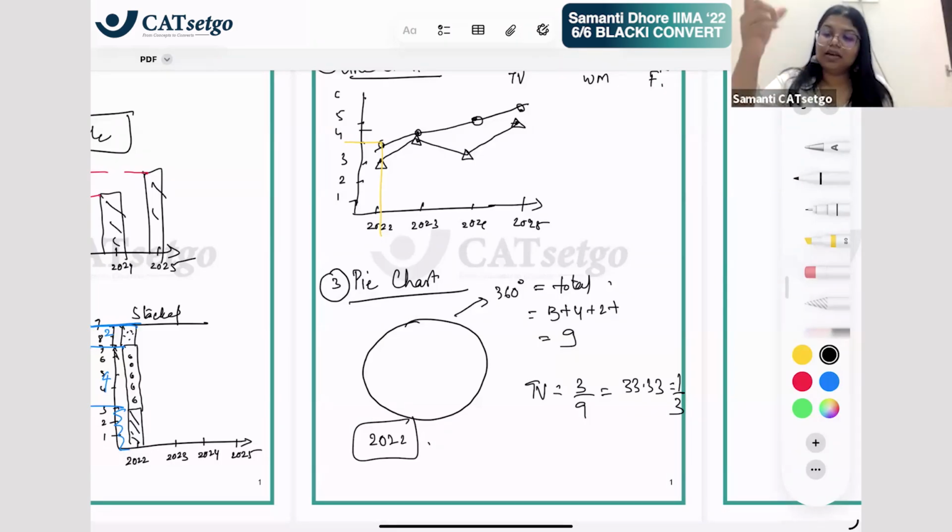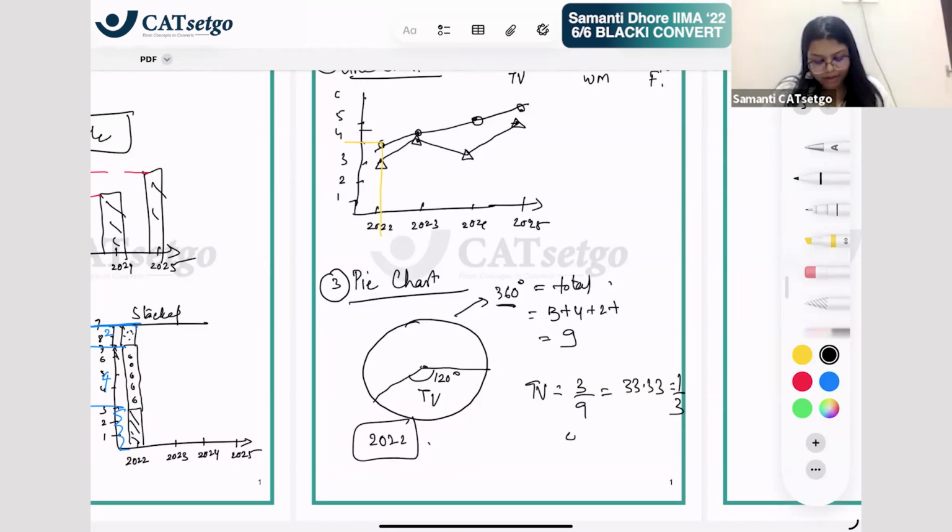Now, because 360 degrees represents the entire total, which is 9, and in that 9, 3 units are sold for TV, so that is 1/3. So I'm going to take 1/3 of 360 degrees. 1/3 of 360 degrees is 120 degrees. So I'm going to just start from somewhere and locate where the 120 degrees is formed. So in 120 degrees I will represent TV. Okay? Then I have 4 by 9.